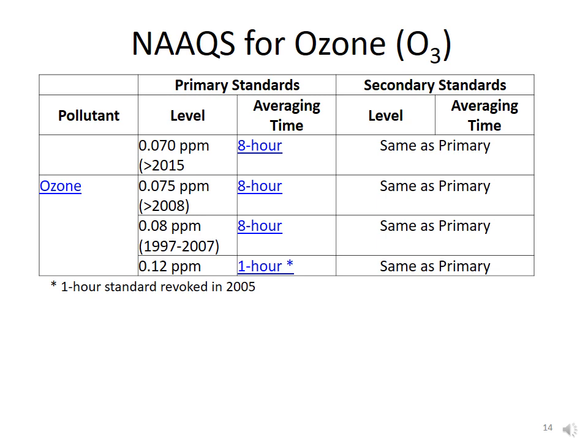Later on, in the mid-2000s, additional research showed that the ozone was actually more harmful at lower concentrations than previously thought, and they lowered the standard to 0.075 parts per million. And research continued, and by 2015, they lowered the standard yet again to 0.07 parts per million, which is equivalent to 70 parts per billion, and that's an 8-hour standard.